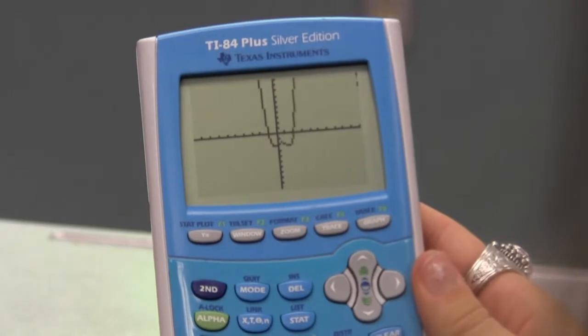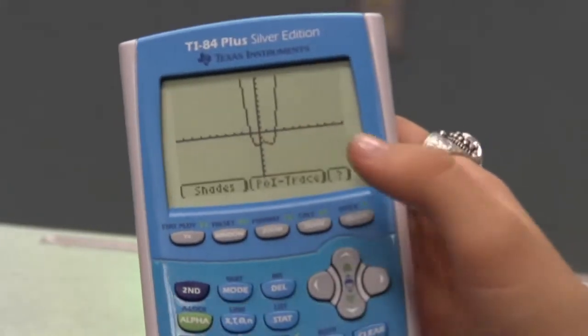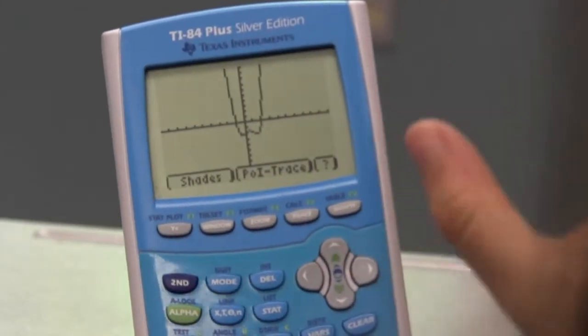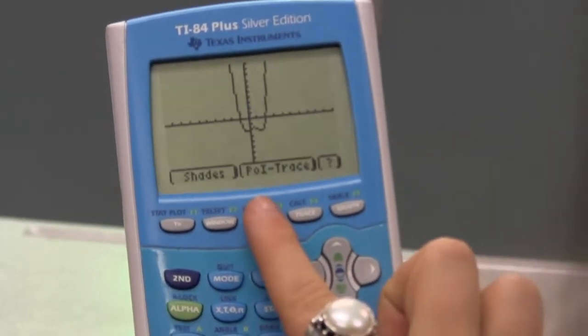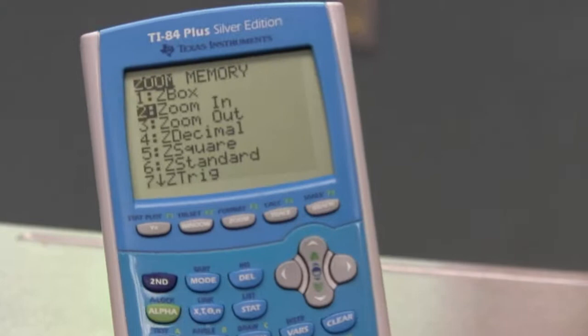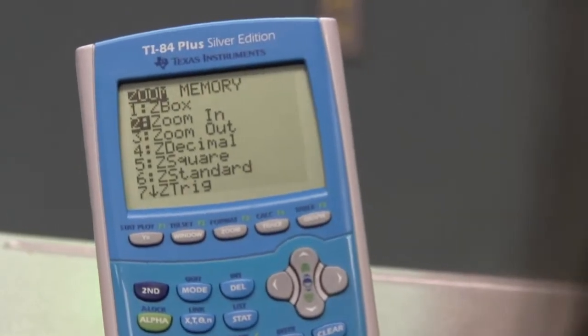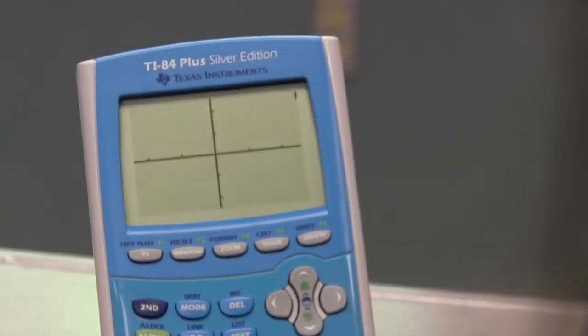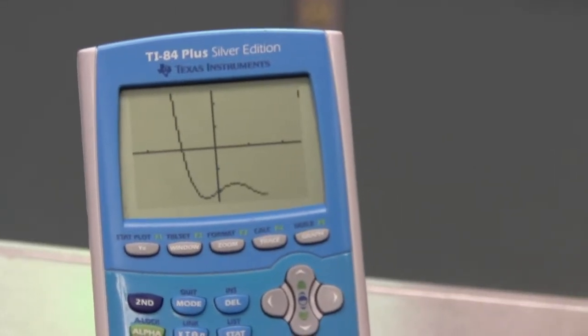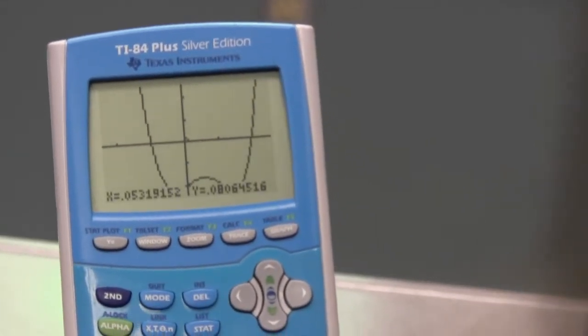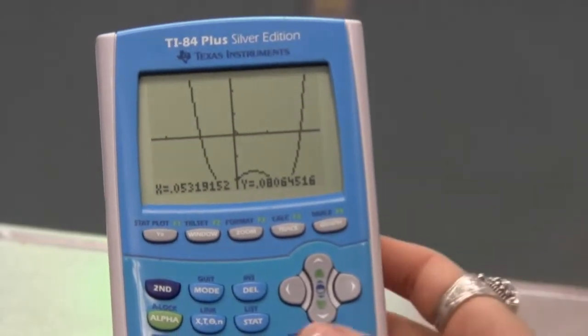You're going to wait for it to go up, and now you see that it's made sort of a W shape, and it's kind of hard to see and approximate from so far away, so we're going to press the zoom button, go down to zoom in and press the enter button right here, enter again, and now you can see it's brought us much closer to where the roots intersect with the x-axis.